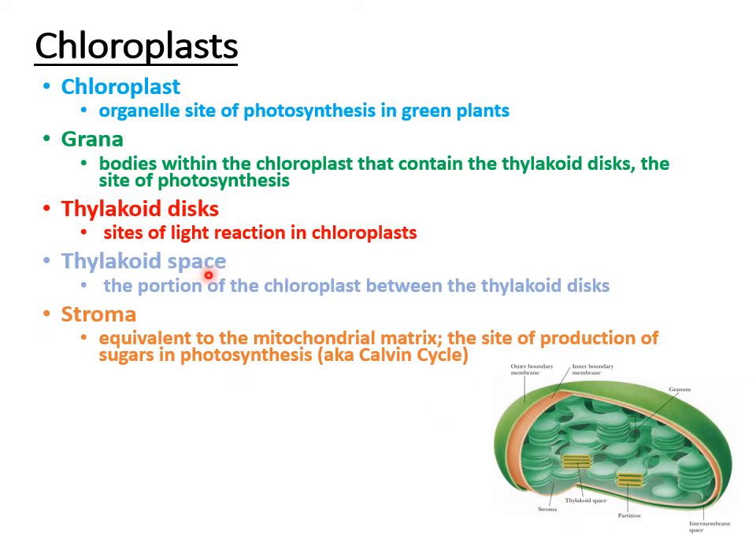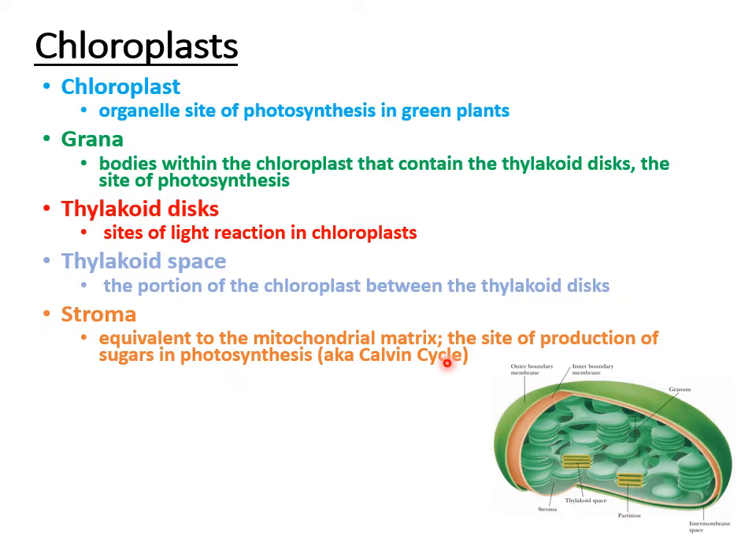And then you have the stroma, which you see highlighted here. And the stroma is where the Calvin cycle is going to take place. And that is basically the site of the actual production of the carbohydrate or the sugar in photosynthesis. So where you'll see the fixation of the carbon dioxide into the carbohydrate.